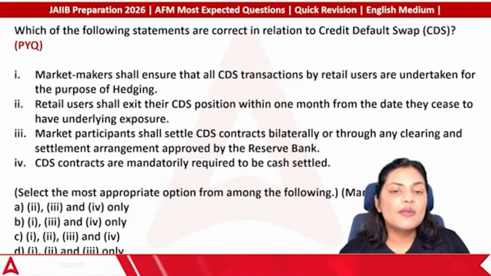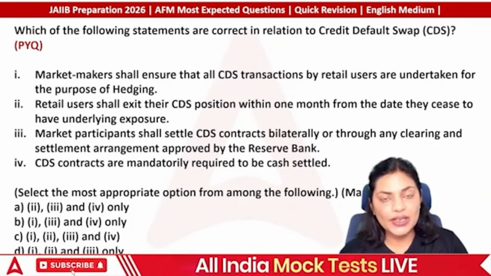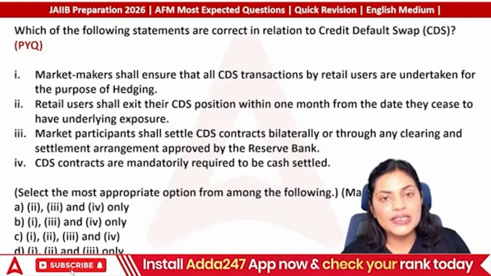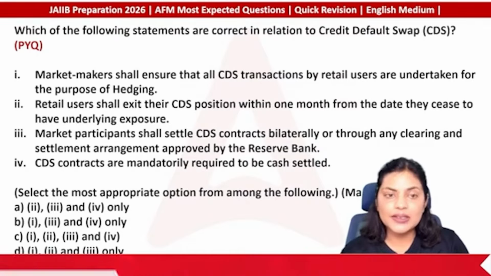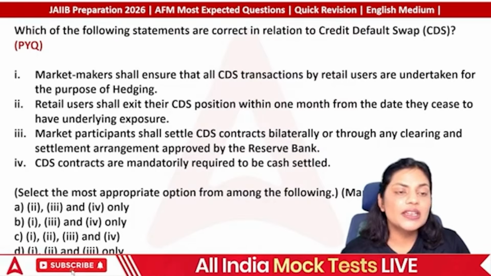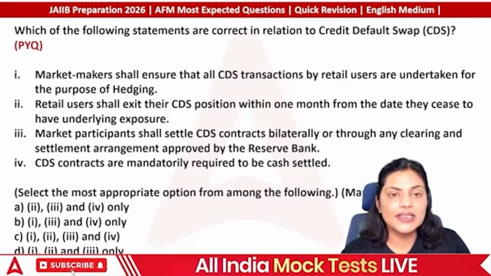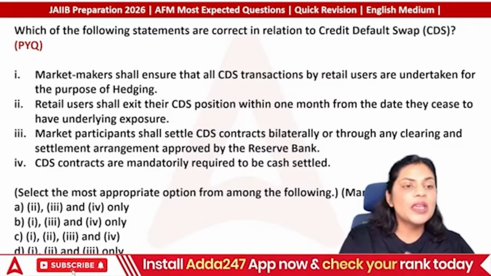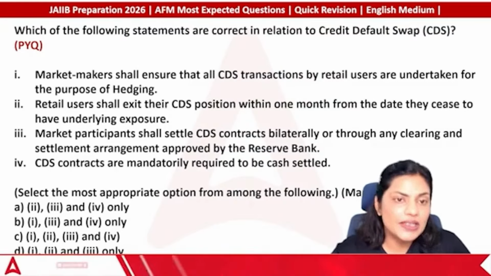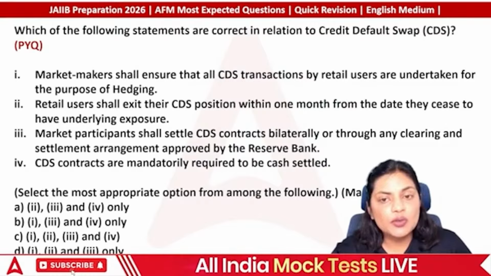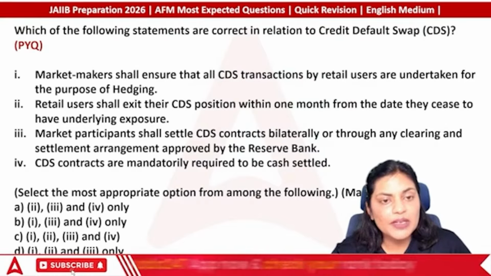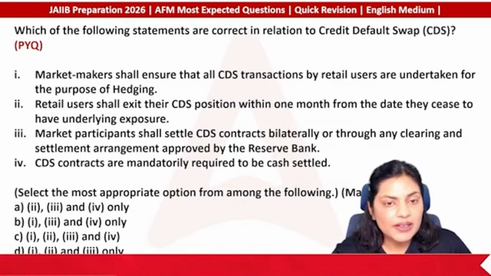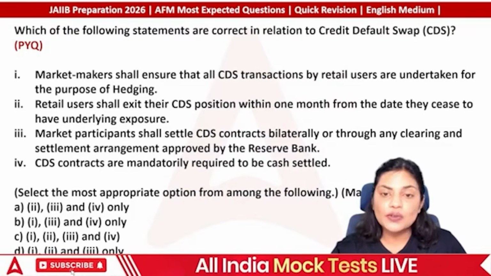Then, which of the following statements are correct in relation to credit default swap? Market makers shall ensure that all CDS transactions by retail users are undertaken for the purpose of hedging. Retail users shall exit their CDS position within 1 month from the date they cease to have underlying exposure. Market participants shall settle CDS contracts bilaterally or through any clearing and settlement arrangement approved by the Reserve Bank. CDS contracts are mandatorily required to be cash settled. Which of the following statements is not correct?